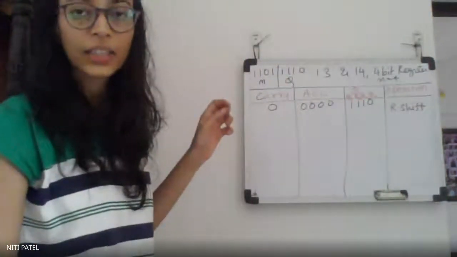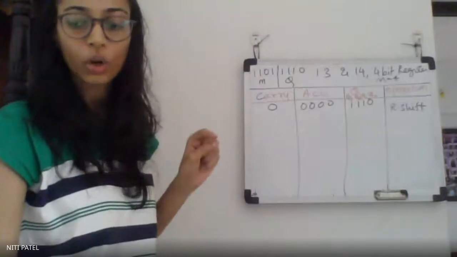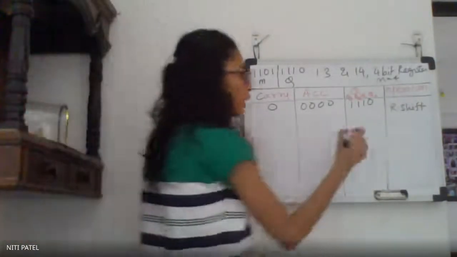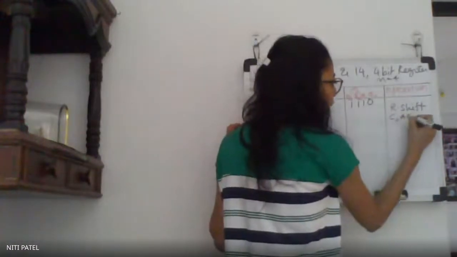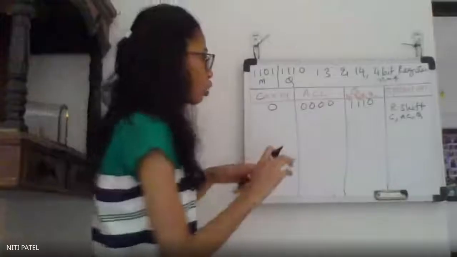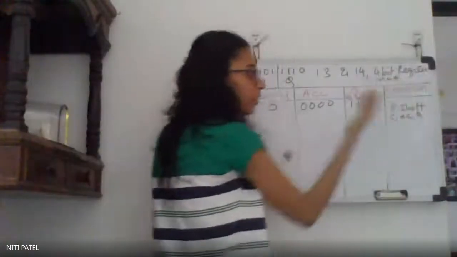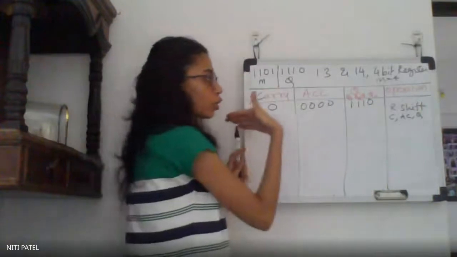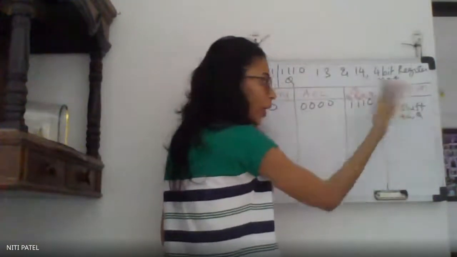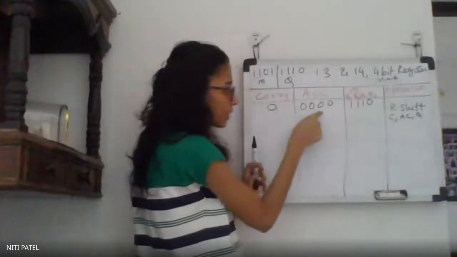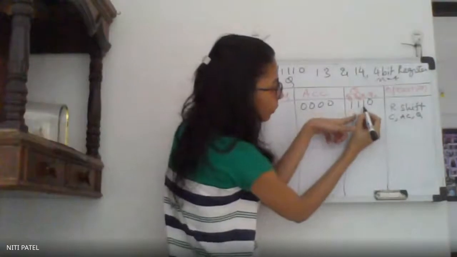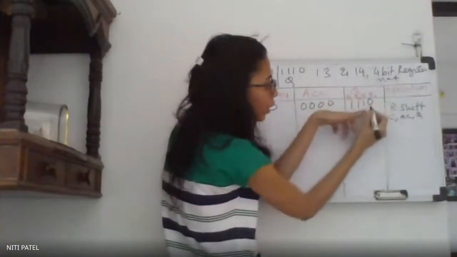As it is written in the algorithm, if Q0 is equal to 0, you have to perform right shift. Right shift of what? Right shift of carry, accumulator and Q. So this is your right side and this is your left side. Right shift means I have to shift the bits to the right side. Which bits? Q bits, AC bits and the carry bit. So I have to shift it to the right.